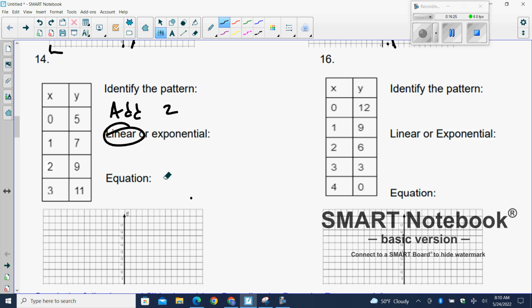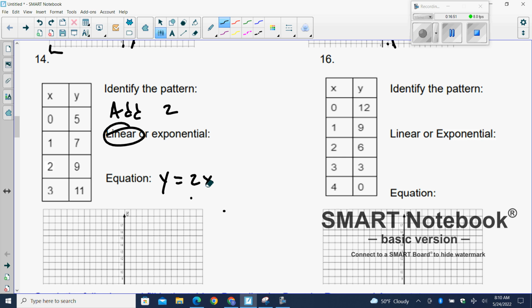My equation is y equals mx plus b. M is my rate of change, or my pattern. We're adding 2, so it's going to be 2 times x. M is 2. Don't think it's adding 2, so I need to put x plus 2 there. If it was subtracting 2, it'd be a negative 2. And since it's adding 2, we're going to put a positive 2 as m.